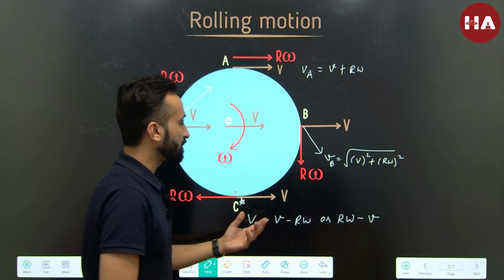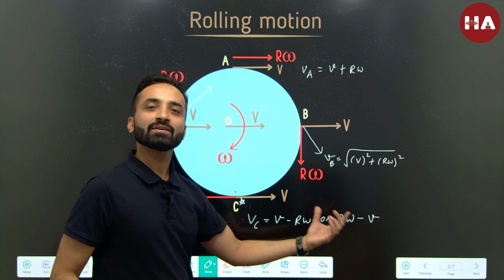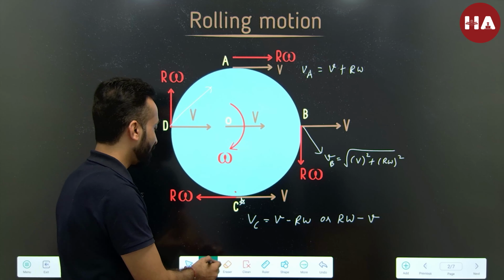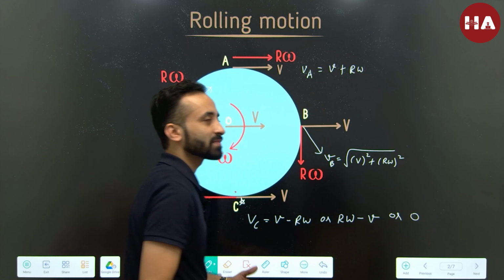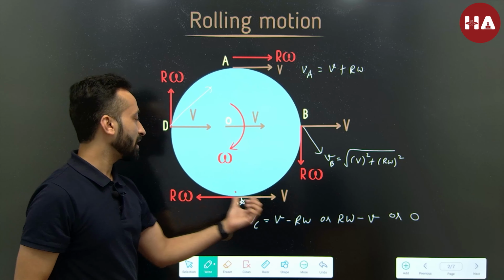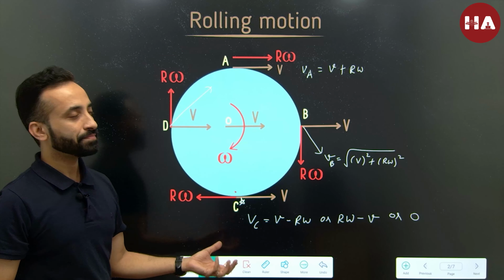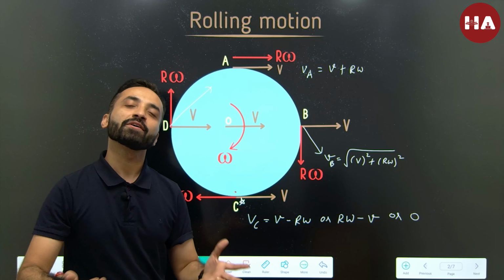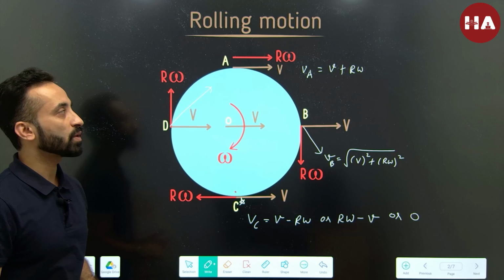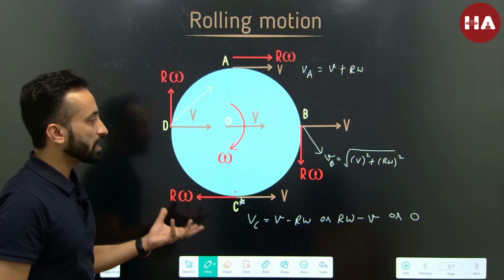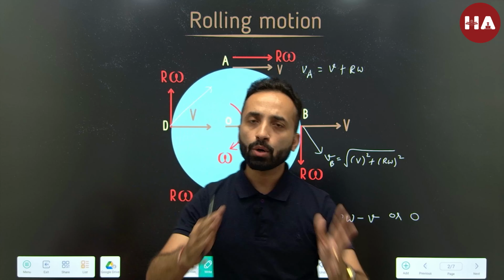Now, as I said, this can be v minus r omega or r omega minus v, or we can have a special case where it is 0 also. Think about it: what if v and r omega are both equal? Then the net velocity of C would be 0. We will talk about these cases one by one, but the first thing you should understand is this and all the other things.